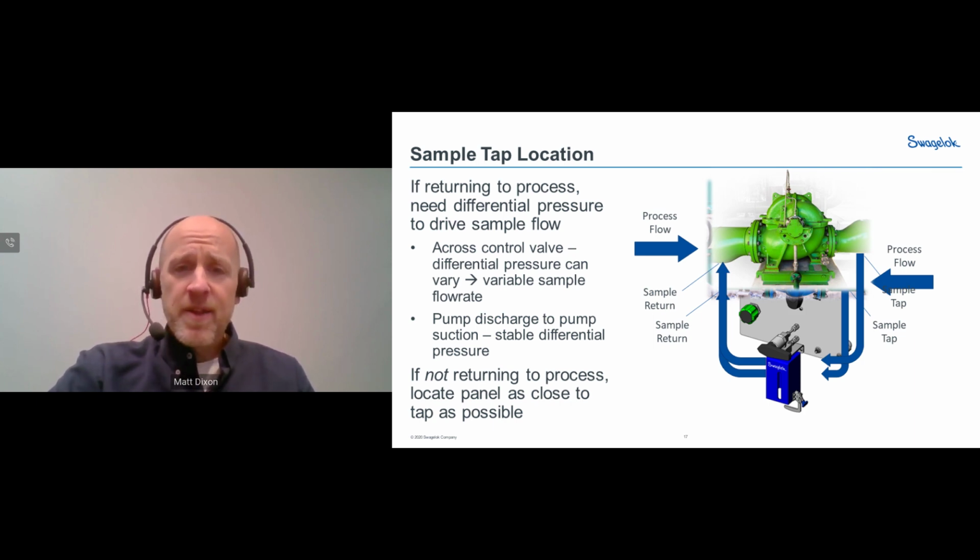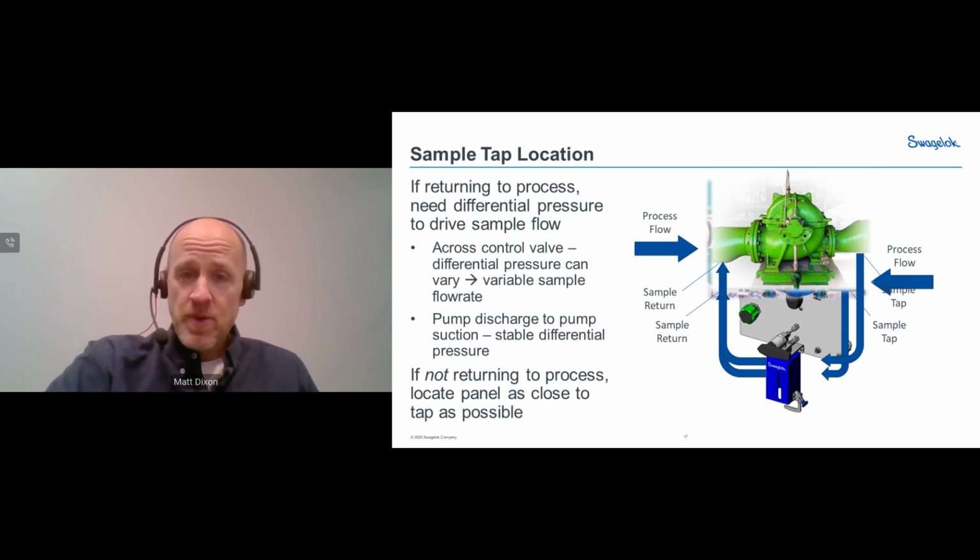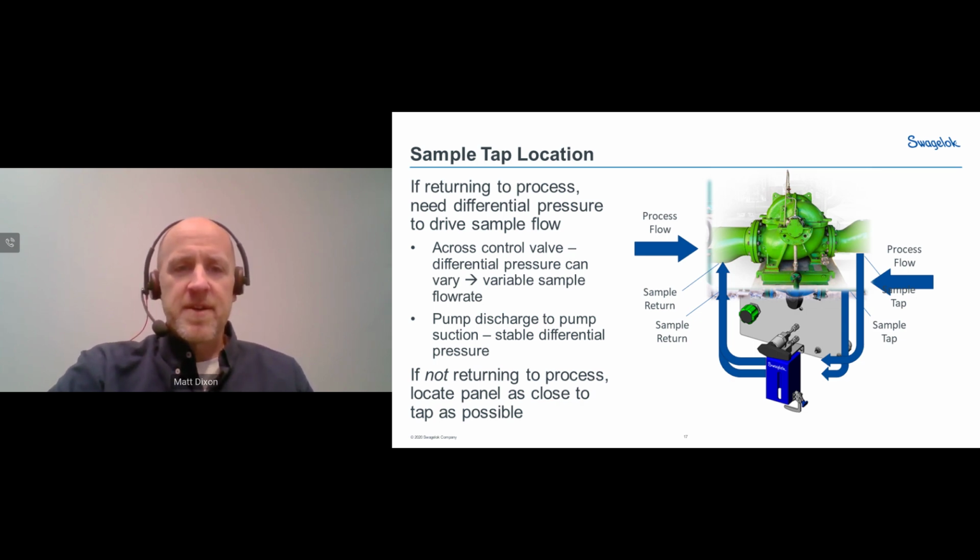Now, if we're not returning it to the process, which for a viscous liquid we don't recommend, because typically if you dead end it into a system, it's going to cool down and then you could potentially plug it. So typically you will have a fast loop type of system, but if you don't, make sure that you have that sampler located as close to the sample tap as possible, because it is going to be one long dead leg essentially. And then also you're probably going to want to heat trace that line as well, whether it's steam or electric, to keep that line nice and hot so that it doesn't plug.